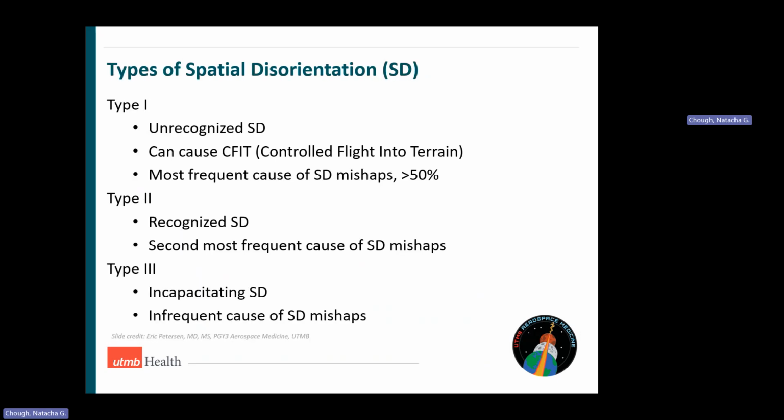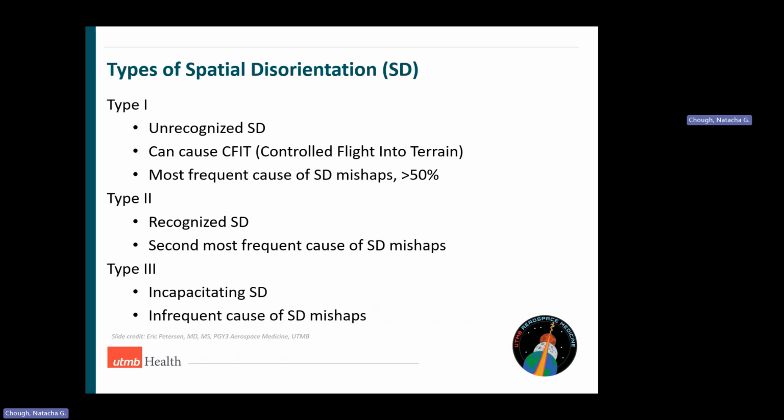There are 3 types of spatial disorientation. Type 1 is unrecognized. In other words, the pilot doesn't realize that they're disoriented. This is very dangerous. It's the most common cause of accidents due to spatial disorientation. Type 2 is recognized. The pilot knows that something's wrong, but may not be able to recover. This is the second most common cause of mishaps due to spatial disorientation.